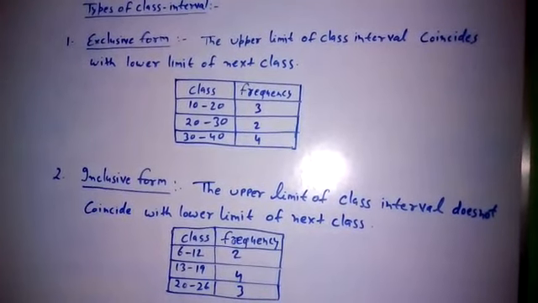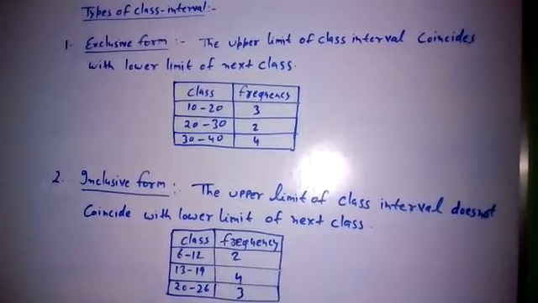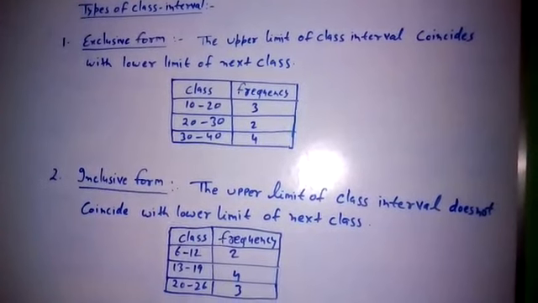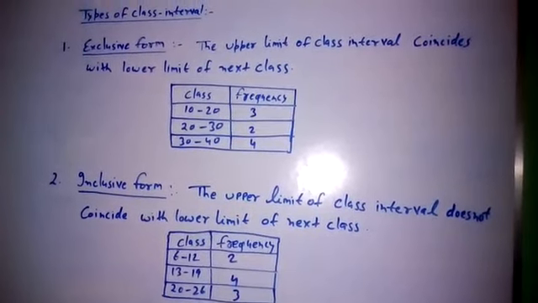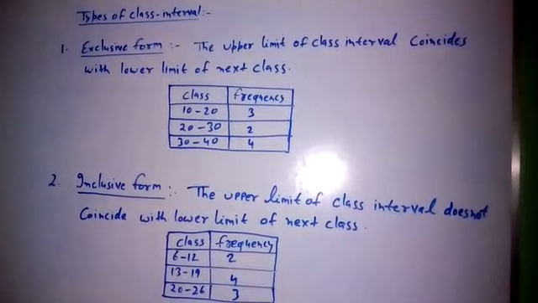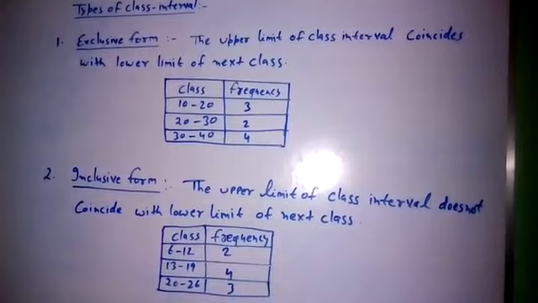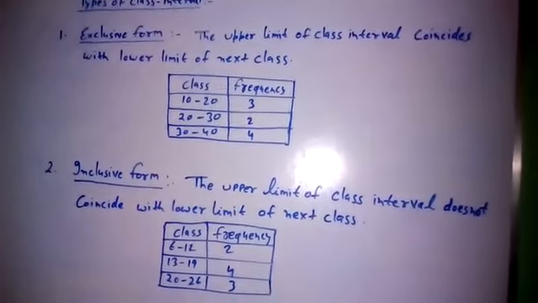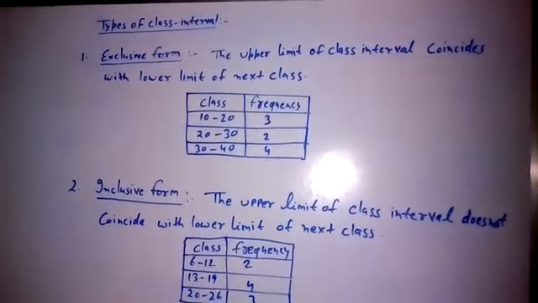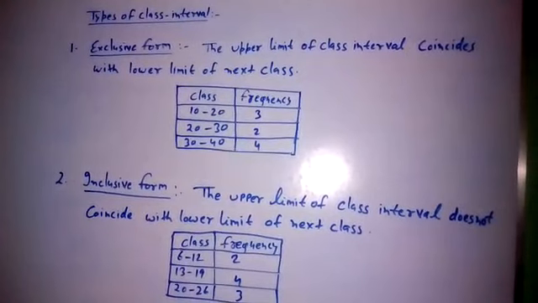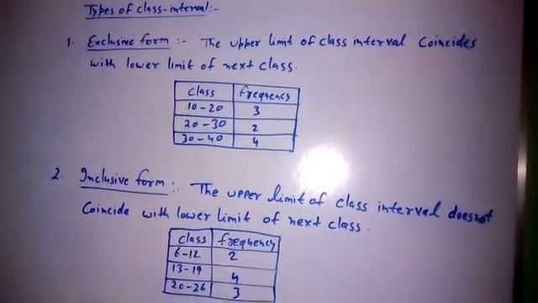Today we will learn how we draw a histogram on a graph paper. Before we start it, let us see how many types of class interval there are. The first type of the class interval is exclusive form.